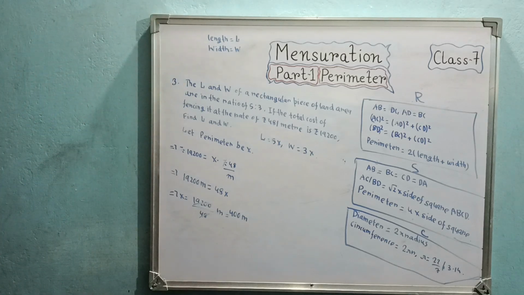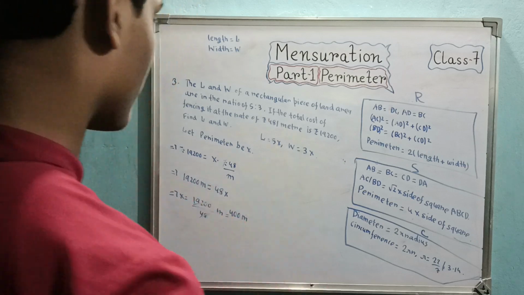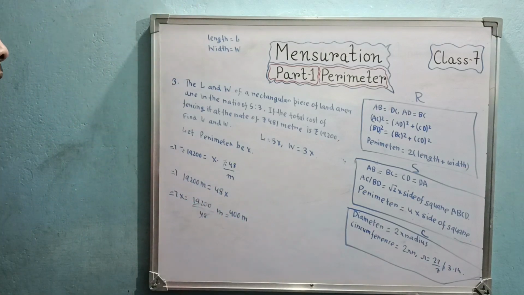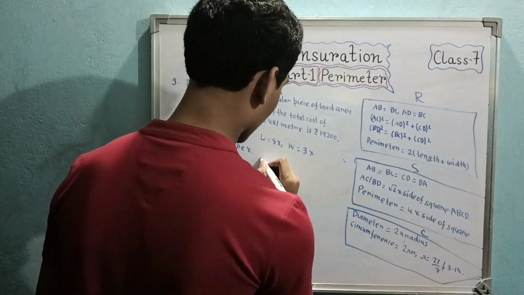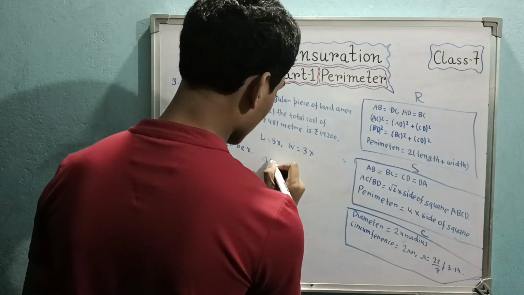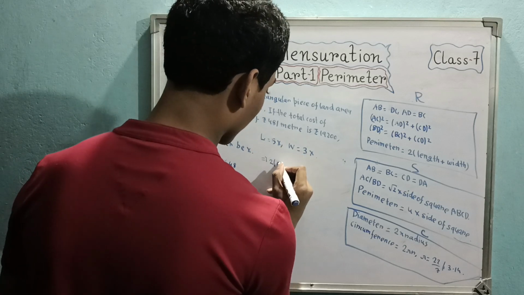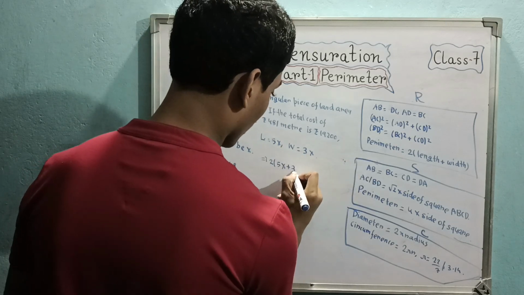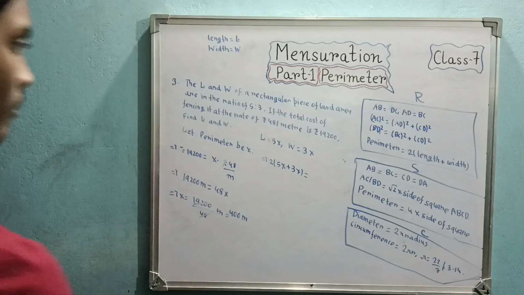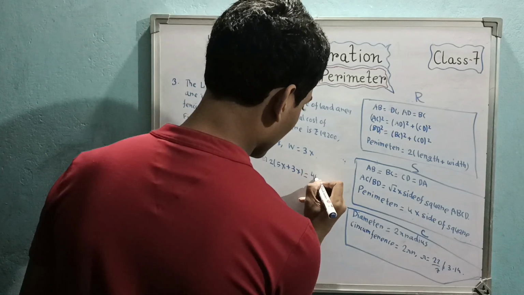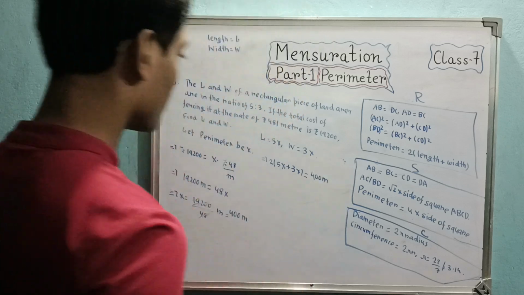Now we have the perimeter as well. We have length and width, we have the formula, we have everything. So perimeter is 2 into length plus width, right? Or 2 into the length 5x, width 3x, equal to the perimeter. The perimeter we already found is 400 meters. Now I think the answer is coming to the end.